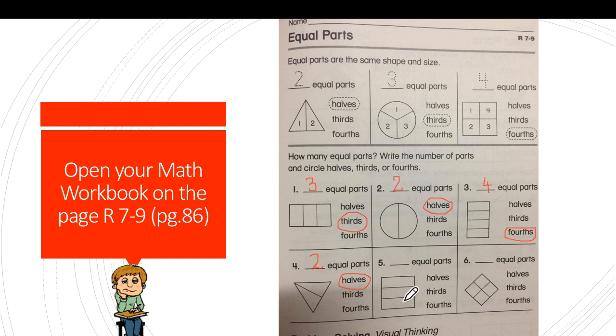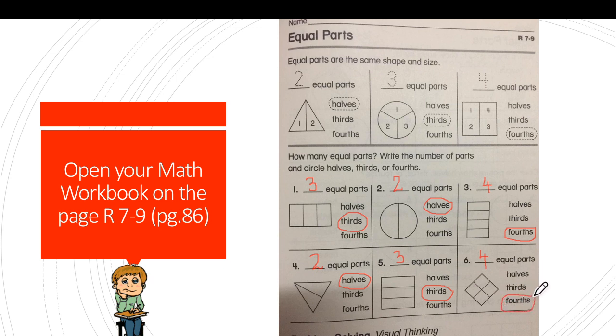How many equal parts do you see here? 1, 2, 3. Right? 3. And what do we call three equal parts? Three equal parts we call thirds. Now here we have a square. 1, 2, 3, 4. 4 equal parts again. What do we call four equal parts? Read here. 4 equal parts are called fourths.